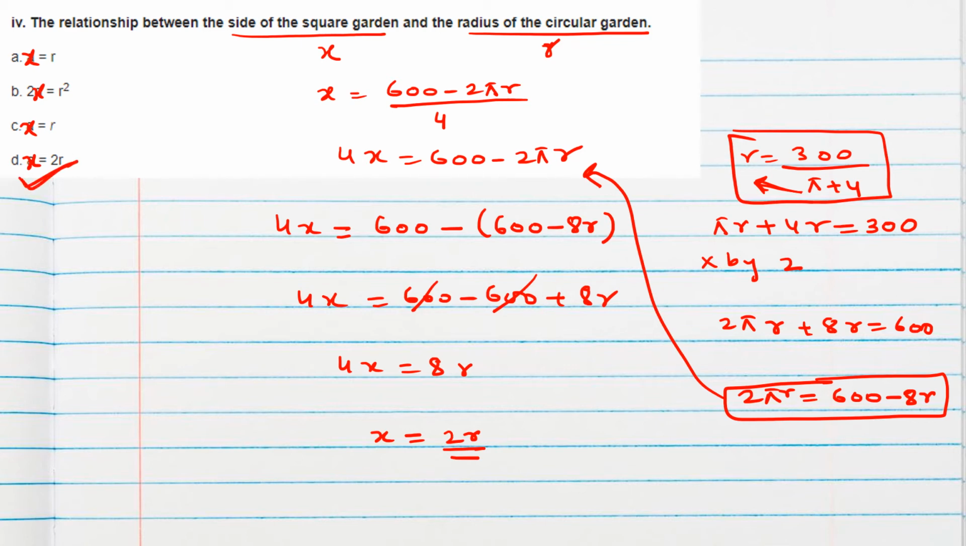And suppose if they ask what will be the side of the square, that time we can just write 2 into 300 by 4 plus pi. That means 600 by 4 plus pi. This is your side of the square.